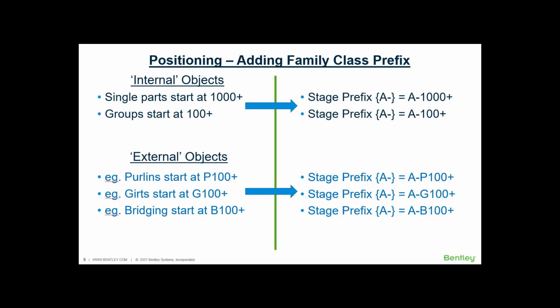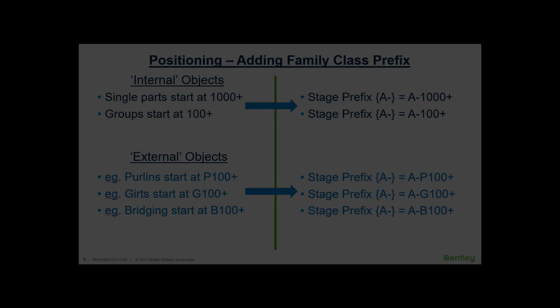So our internal, which would normally start at 1000, we're going to use our family classes to put a prefix on it, and you could have the A dash or just an A, it's up to you. For both the single part and the groups. External objects get exactly the same prefix, and here in this screen grab is what the end result looks like. So you can see stage or phase A would look like that, and then you would have B and C and D, etc. So again, there's a real structure to this.